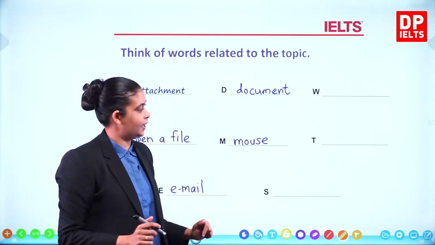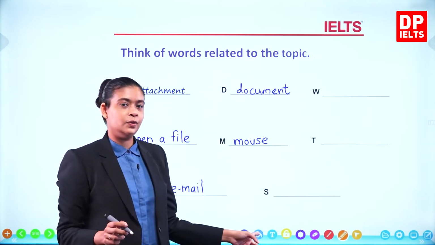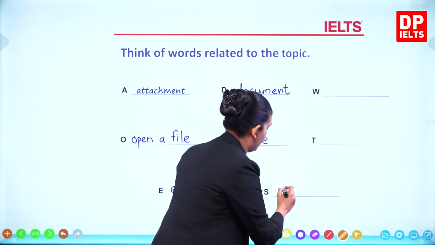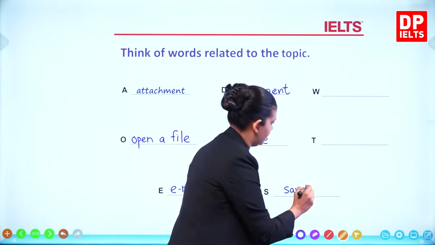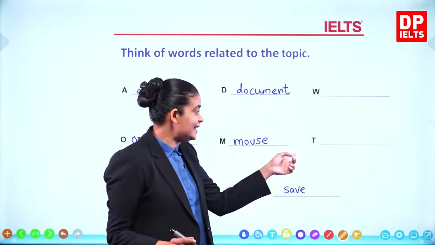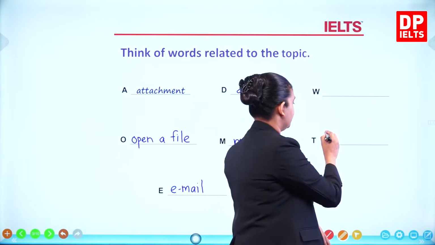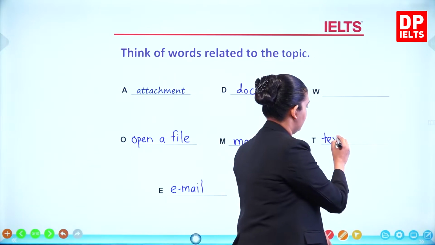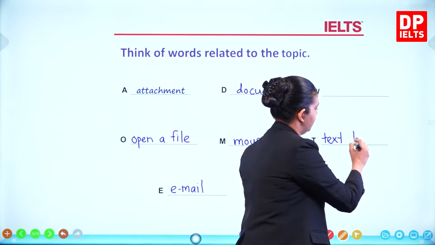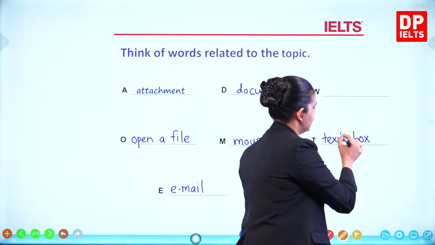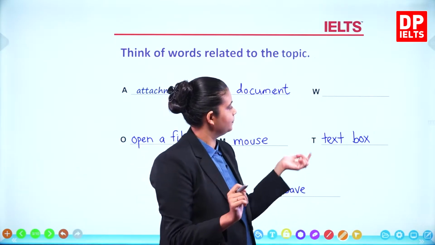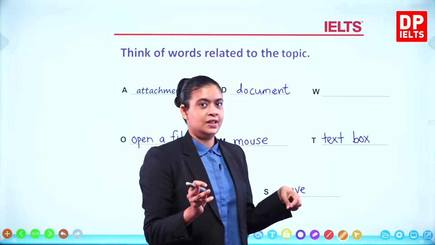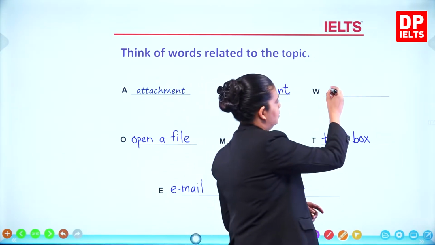WTS, okay? So here I can think of the word save. You know, you save all your documents. Then we have T. I can think of the text box. You know, when you want to type something, you use a text box. You can use this in PowerPoint especially, right? W, you can say Word document, okay?